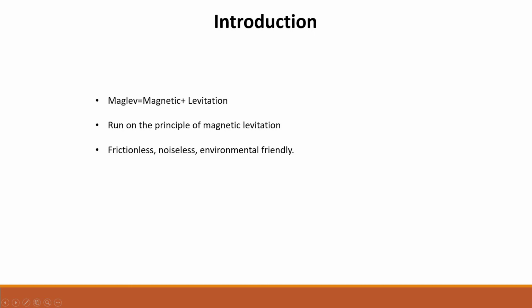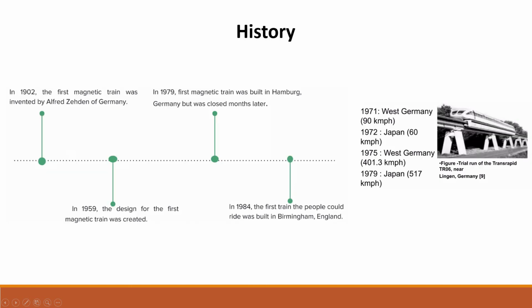without friction and noise. If it can move without friction, then it costs less energy than transportation like a normal train or other vehicles. So it is also environmentally friendly. And next, I want to introduce the history of maglev trains.